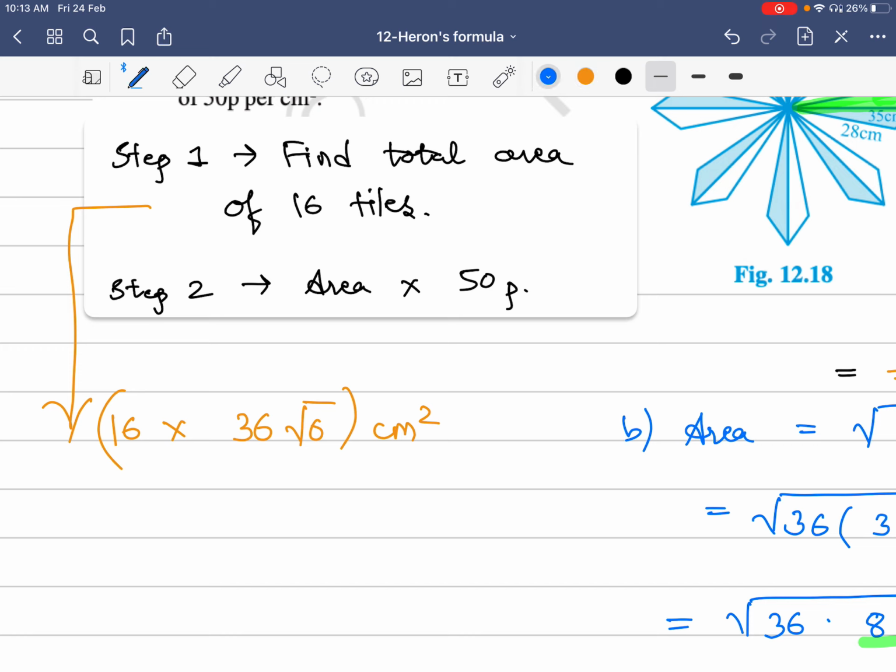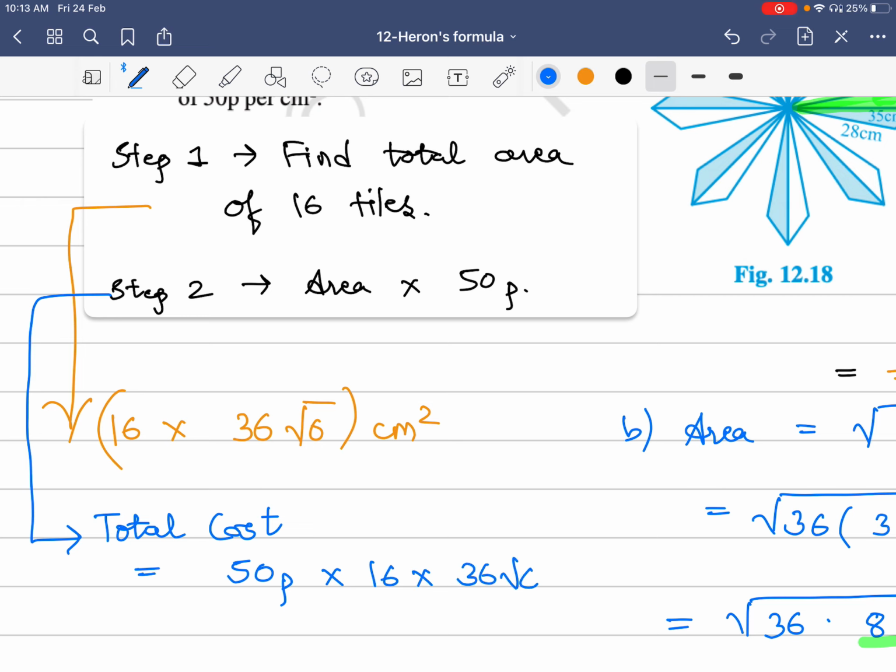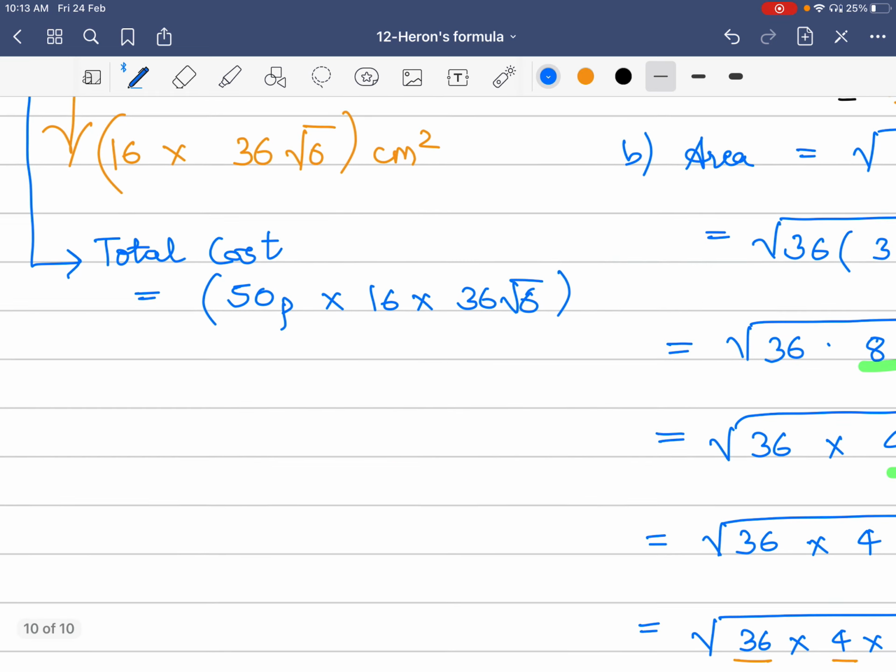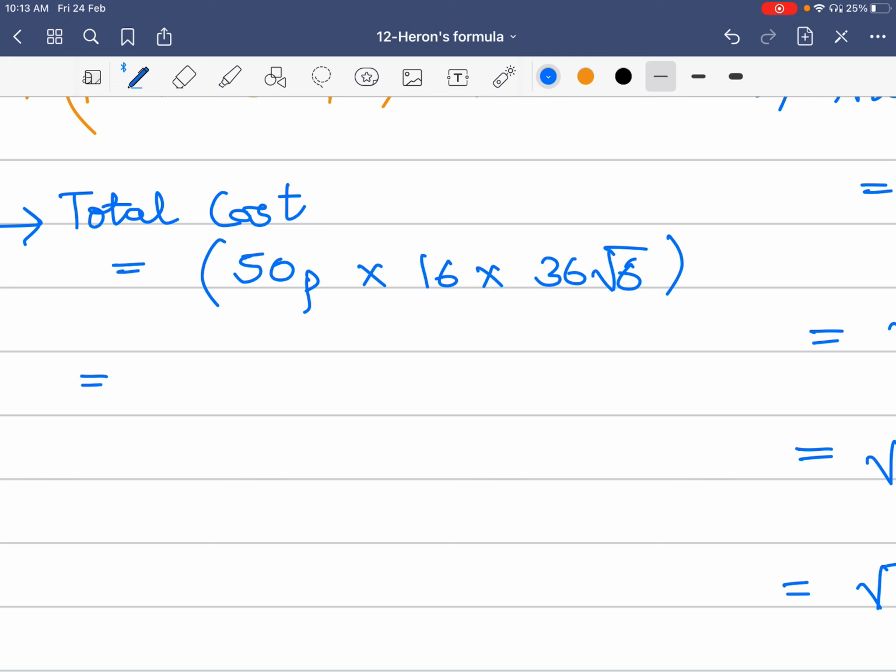Step number 2 is going to be the total cost. So the total cost is nothing but 50 paise into 16 into 36 root 6. This will give us the total cost which is needed to polish the tiles. Now let's try to simplify this a bit. 50 paise is nothing but half a rupee. So I'm going to write here half rupees into 16 into 36 root 6. That's going to be equal to 8 into 36 root 6 rupees.